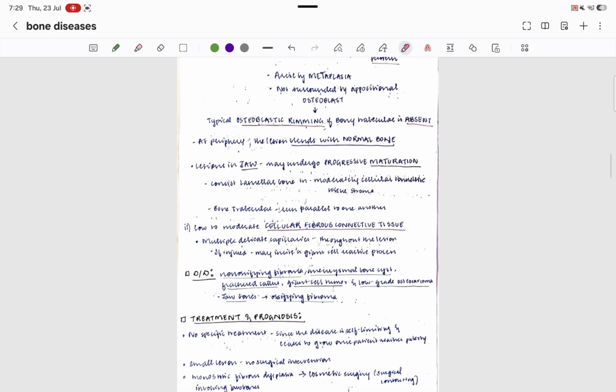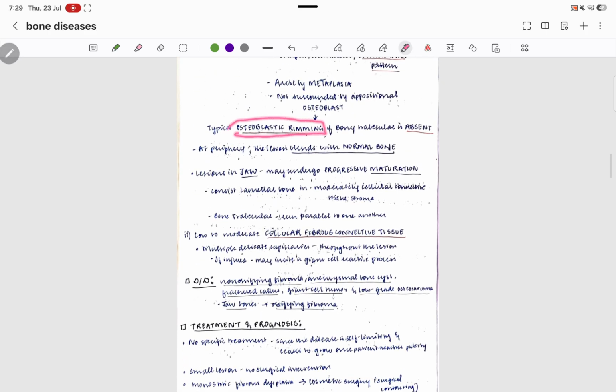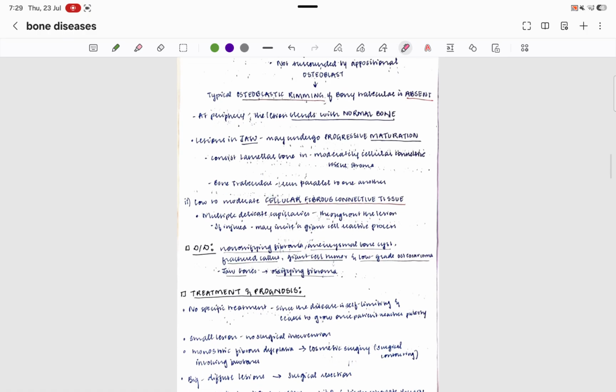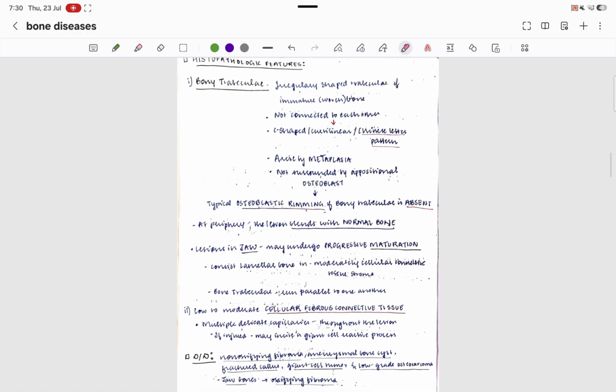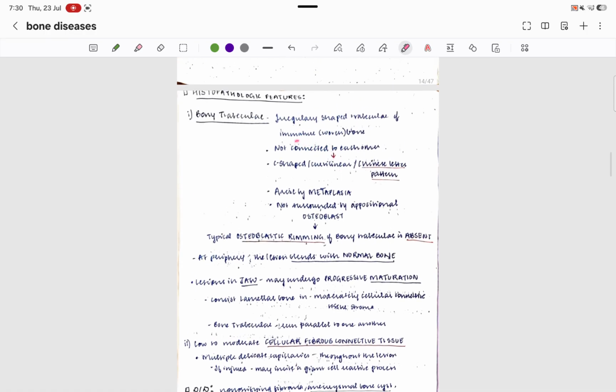That is not important. So basically, we see osteoblastic rimming on the end of the bone, so it is appositional. Osteoblastic rimming of the bony trabeculae is absent, and it is low to moderate cellular fibrous connective tissue. So basically the histopathology is it has woven bone, that is your immature bone. It has a Chinese letter pattern.